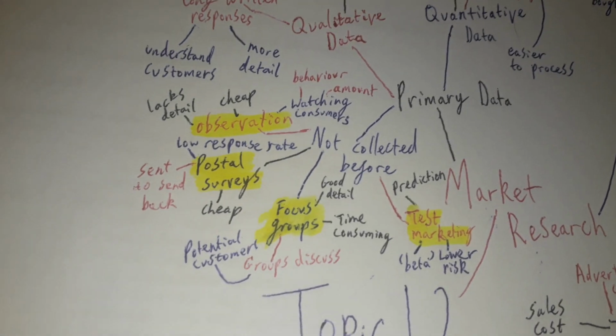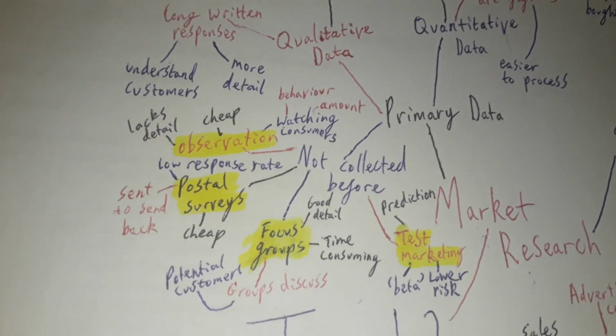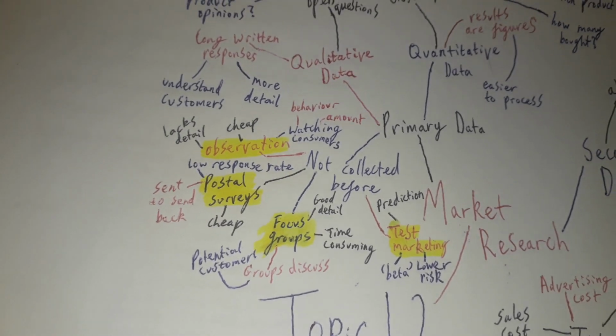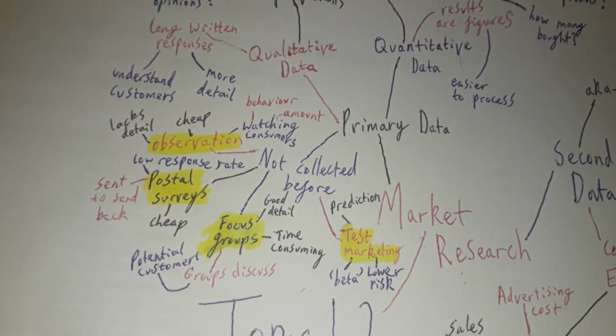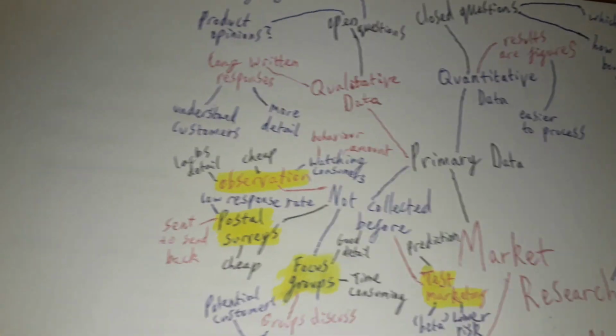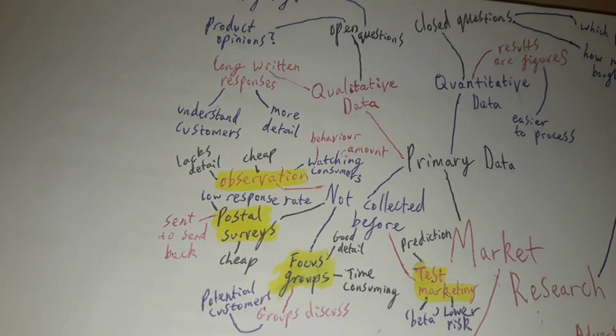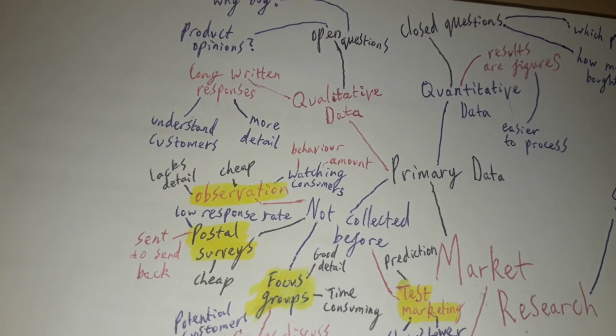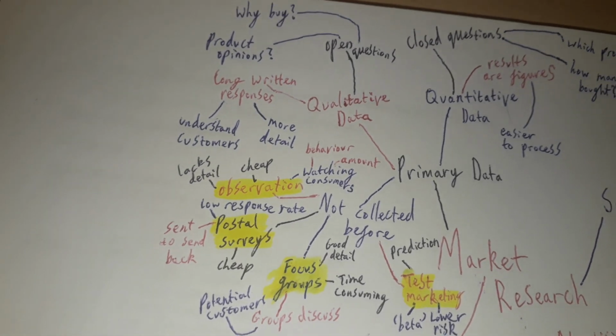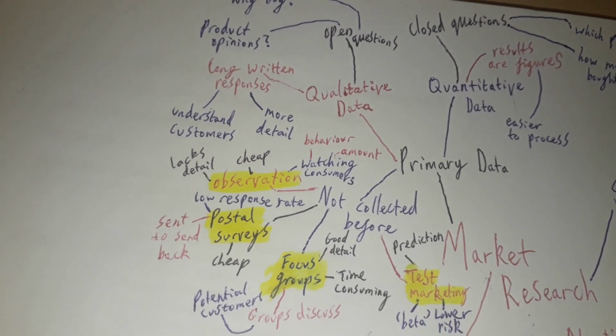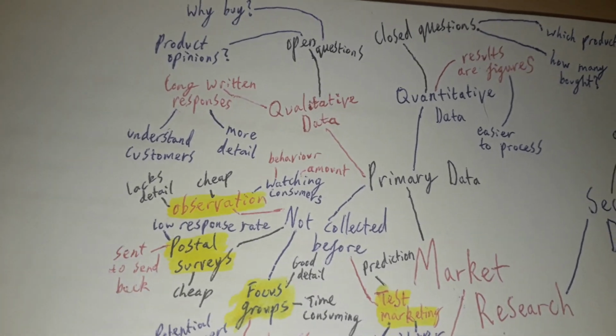The second thing we talked about was postal surveys. They send you a letter with a survey in, and it's prepaid for you to send back. These are very cheap because all they need to pay for is the paper and the postal stamps. But unfortunately, they have a low response rate, making them not that effective overall.